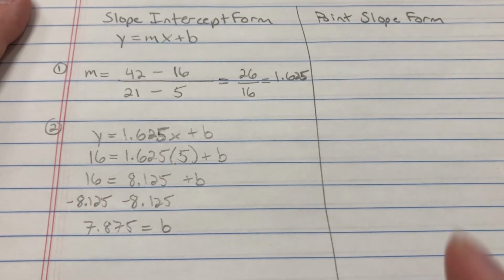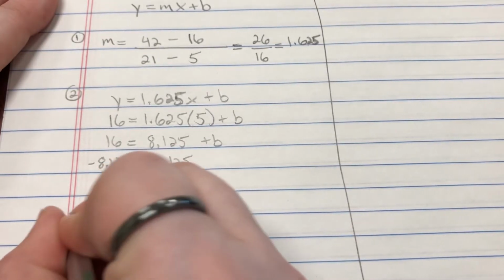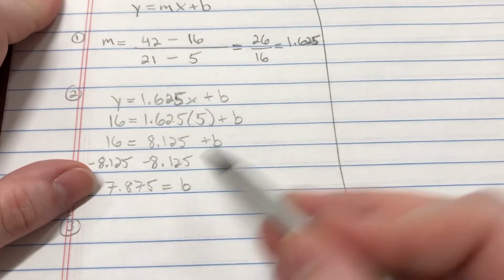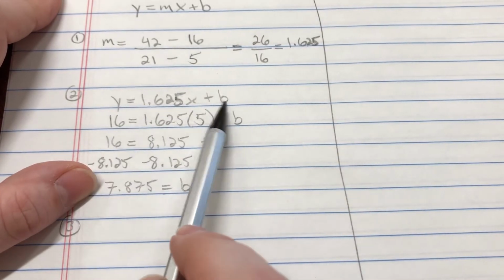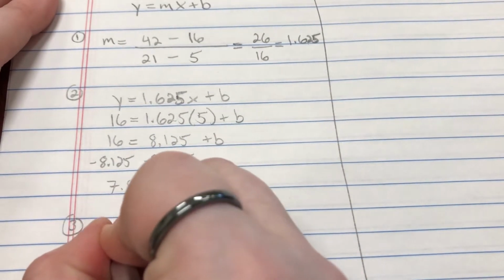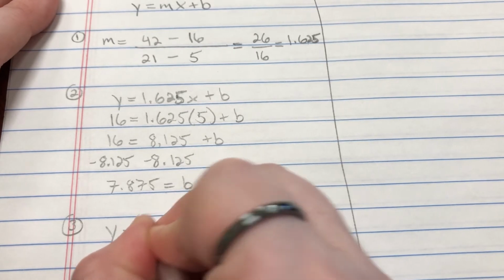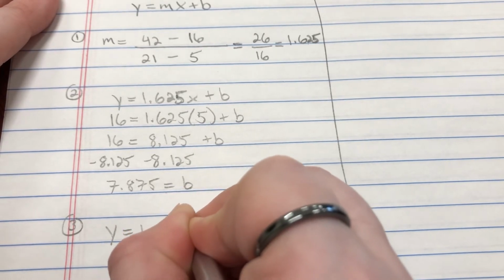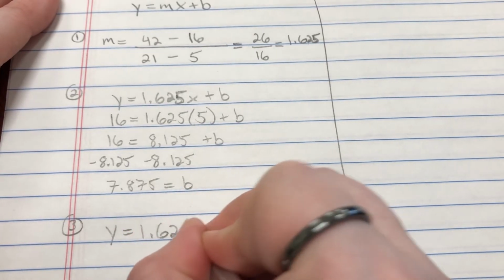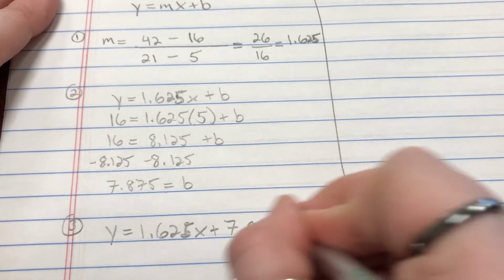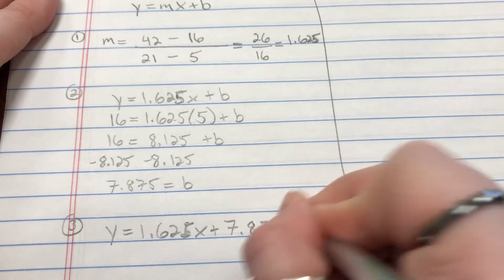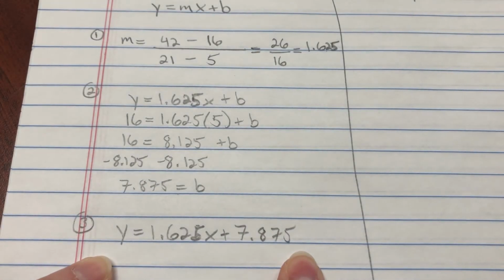Now you're not done yet. There's still one more step. Step 3, take this value, substitute in place of b in the slope-intercept equation. Y equals 1.625 times x plus my y-coordinate of my y-intercept, 7.875. And now you're finished. You have your equation in slope-intercept form.